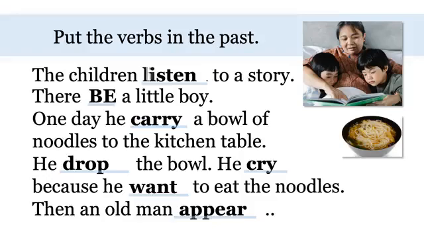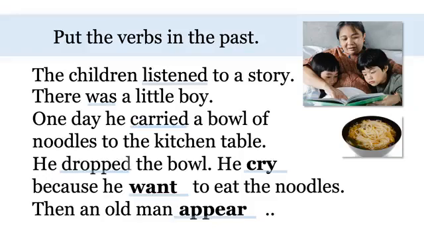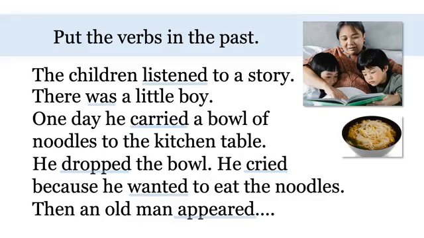The children listened to a story. There was a little boy. Did you remember B is irregular? Don't add ed to B. One day he carried a bowl of noodles to the kitchen table. He dropped the bowl. He cried because he wanted to eat the noodles. Then an old man appeared and I don't know the end of this story.